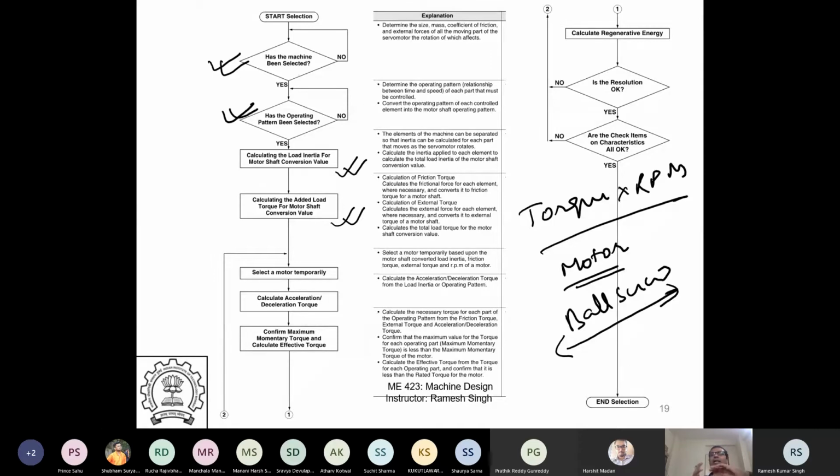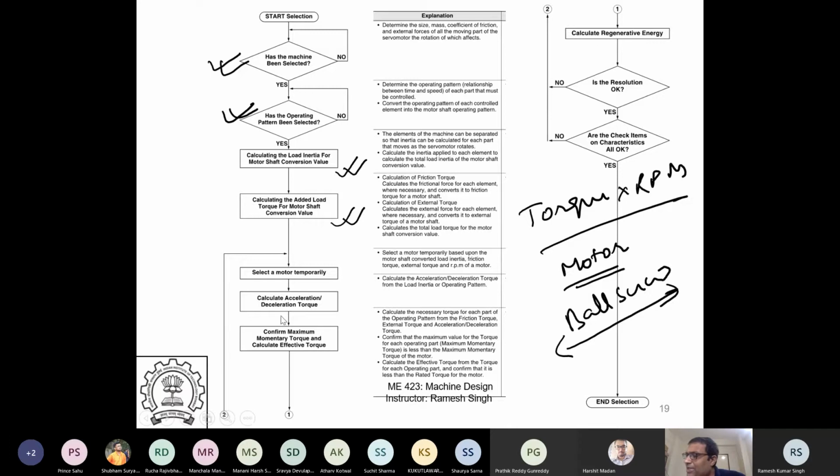So basically, my ball screw or lead screw, and eventually my motor, has to take that kind of torque, whatever it is being exposed to. So the external loads, the friction, and the inertial forces, all three would be there. And then that's how you size your motor. So you size the motor temporarily.